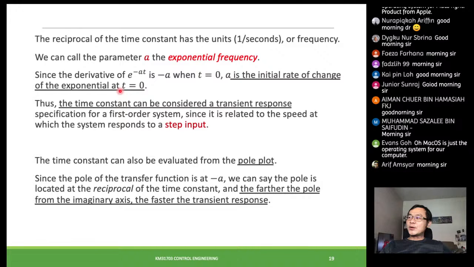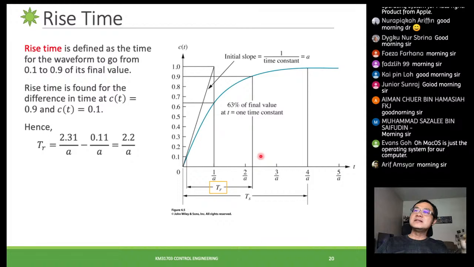The second performance specification for a first order system will be the rise time, how long it takes for it to rise. Our definition will be for it to rise from 10% of the final value to 90% of the final value. This 10% before and after is to remove the so-called extreme values at both ends. So we want to know how long it takes from 10% to 90%.